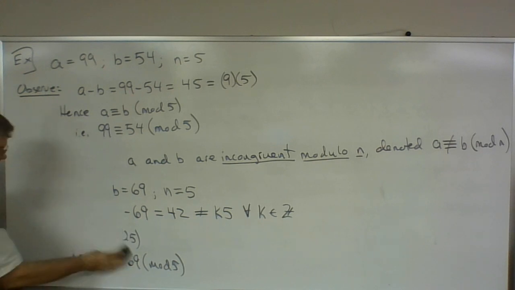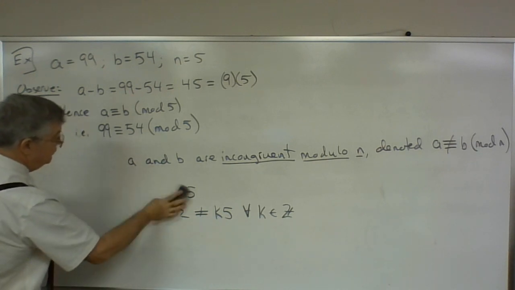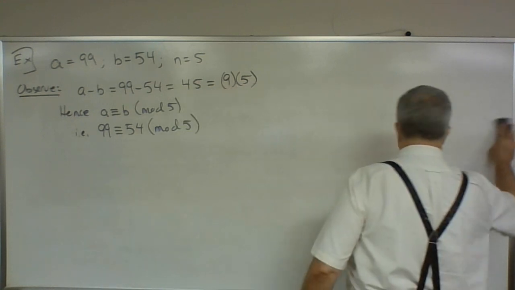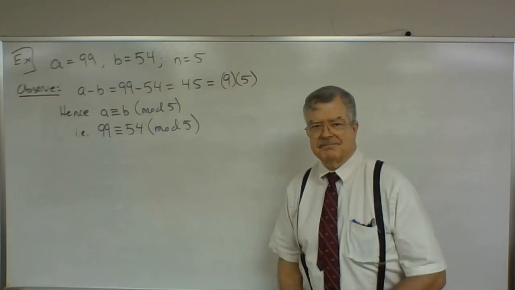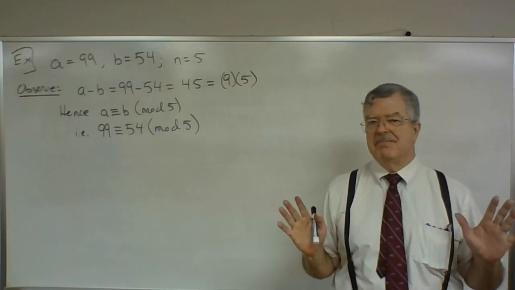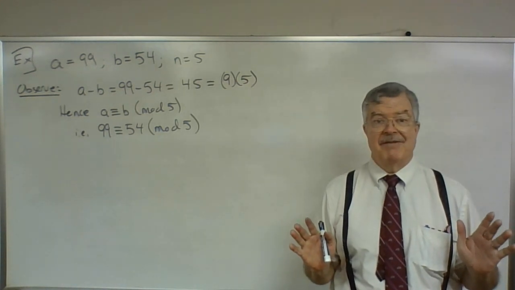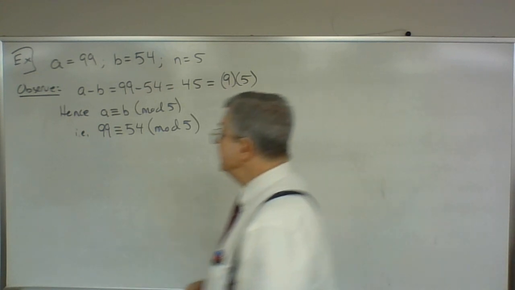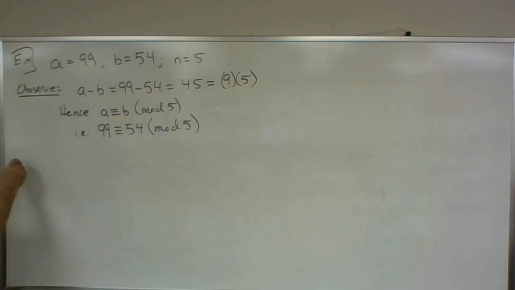And maybe we should do one or two more examples where n is something other than 5, just so that we don't become convinced that there's something magical and mystical about the number 5 in modulo arithmetic. There isn't. So let's look at a few more examples.